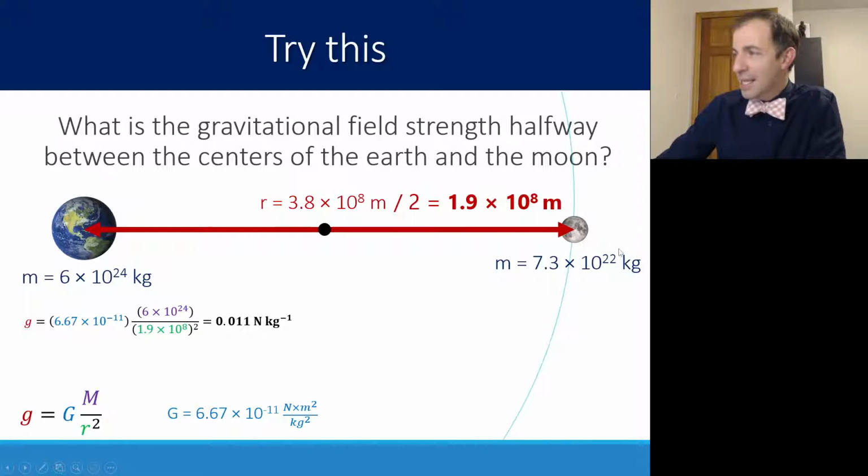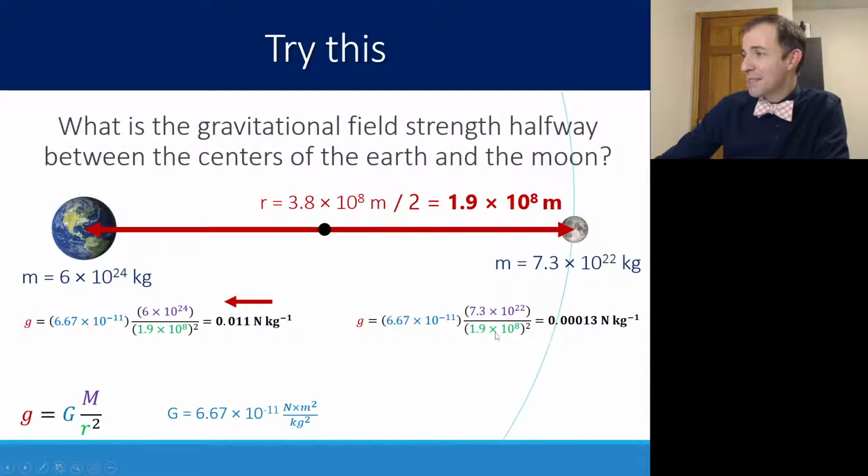I can do the exact same thing for the moon. The only thing that changes is for the moon, I'm going to be seeing a mass that's a lot smaller. So 7.3 times 10 to the 22nd. If I do that, I'm going to get a field strength that's 0.00013 newtons per kilogram, even smaller. That's going to be pointed towards the moon.